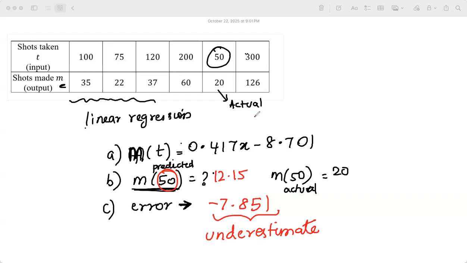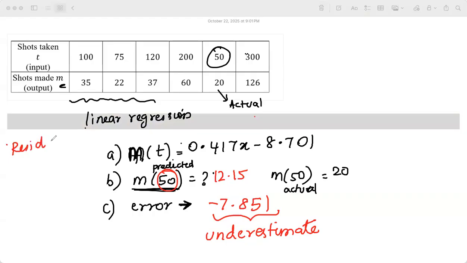Amma, there are two things. One is residual, one is error. Are they completely different things? They are exactly the same, but there is one difference between the two. Residual is actual minus predicted. Error is predicted minus actual.